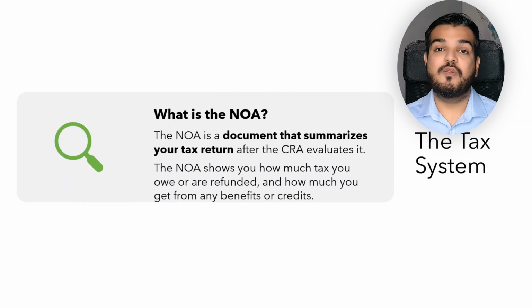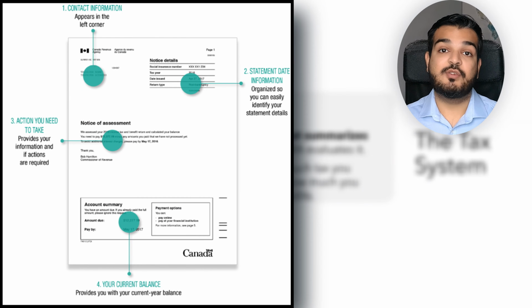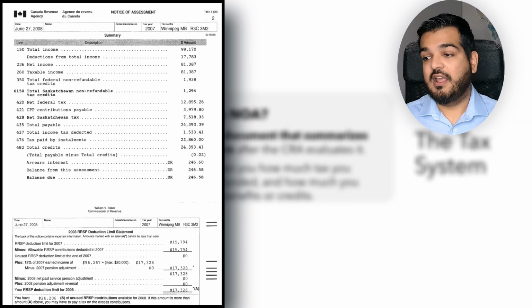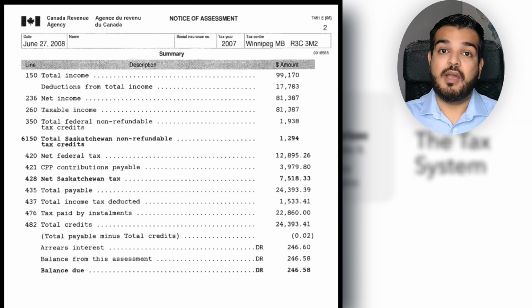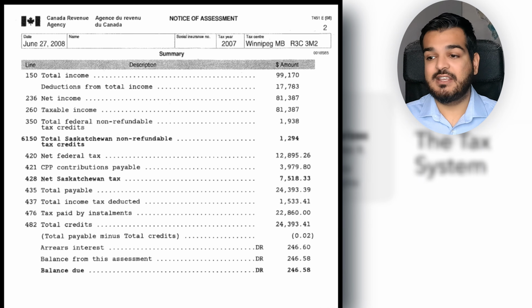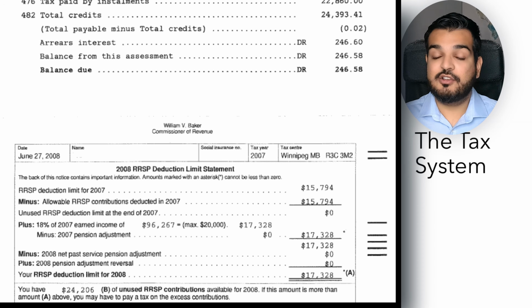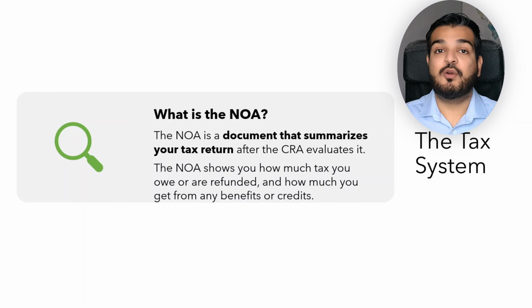The NOA, or the Notice of Assessment. This is essentially a document that the CRA either sends you electronically or by mail after you file your tax return. And the NOA gives you a detailed summary of your income taxes, including a breakdown of how much money you have paid or how much money you have received. And it will show you whether you received a tax refund or if you owe taxes back to the CRA. Plus, it will show you, are you eligible for any tax benefits and or credits?